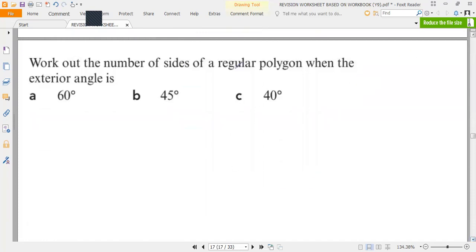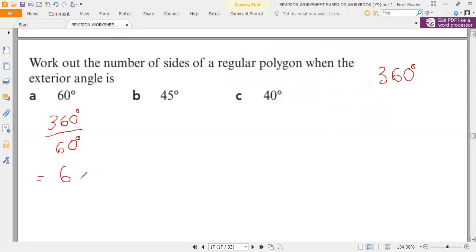This one is based on exterior angle. No matter what polygon it is, the total exterior angle is always 360. The angles outside is always 360. Take it as a reference. So 360 divided by the angle given outside, which is the exterior angle. Don't put the interior angle in this place. Only the exterior angle you can put below that. So 360 divided by 60 is 6. 6 sides.